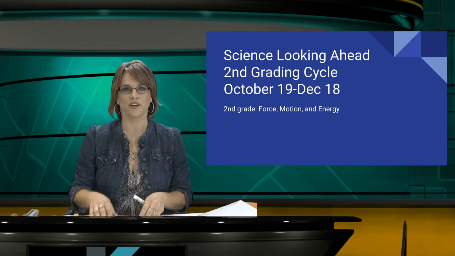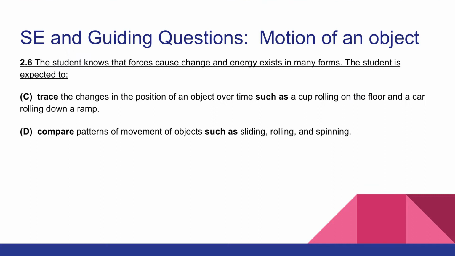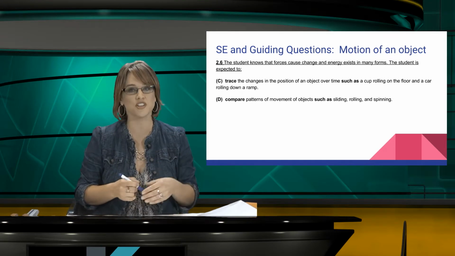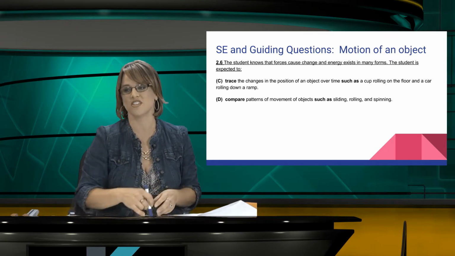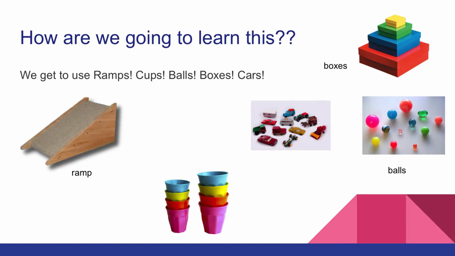So here we go. Force, motion, and energy. The first thing we're going to be working with our students on is how forces cause change and energy exists in all sorts of different forms. The first thing we're going to do is trace the changes in the position of an object over time, such as a cup rolling on the floor or a car rolling down a ramp.